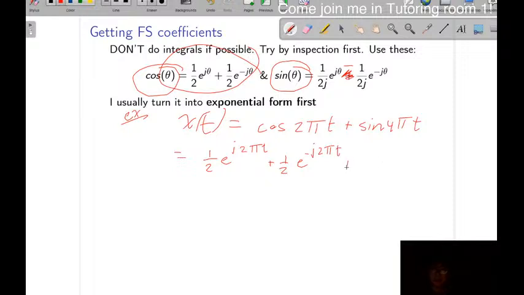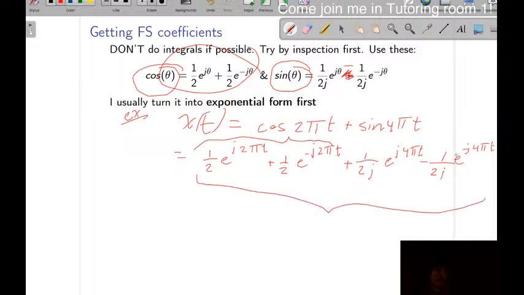And then we get the sine. Now I'm working on the sine. This is sine, 1/2j of e to the j 4 pi t plus, no wait, it's minus. That is the error that was in the slide. e to the j 4 pi t minus. Right, so we get this sum of exponentials.